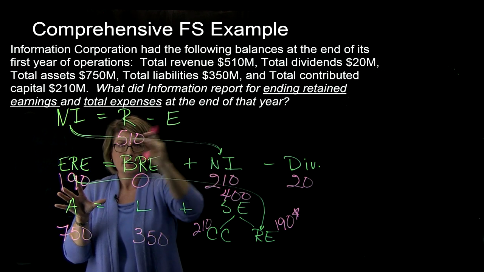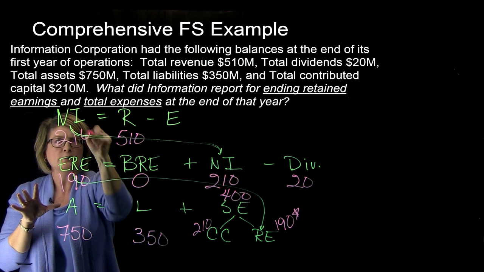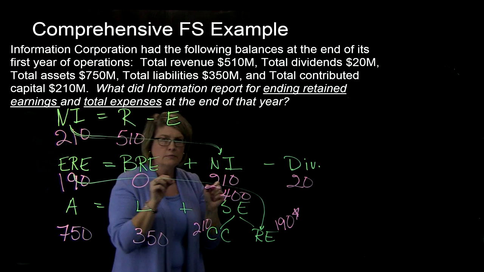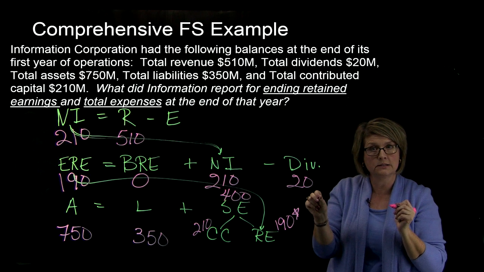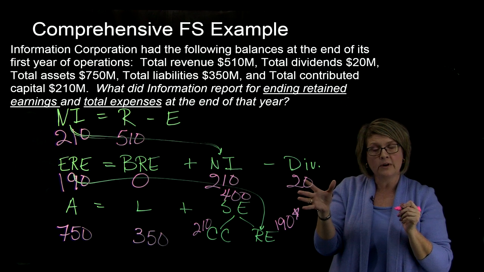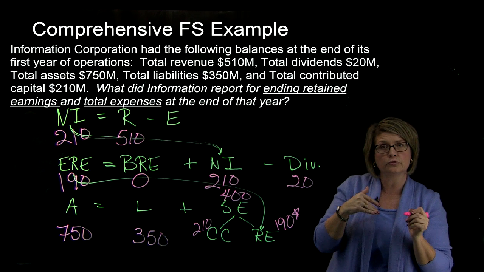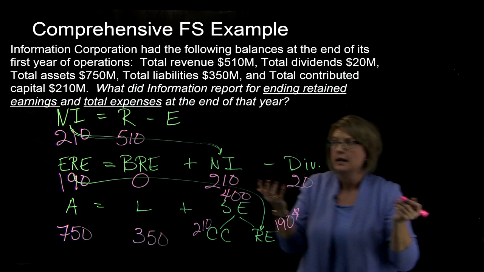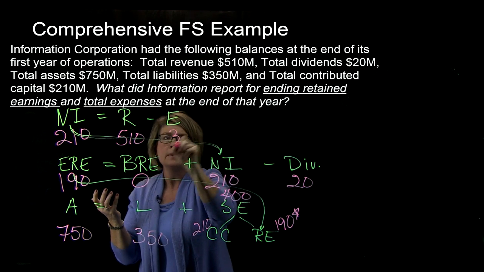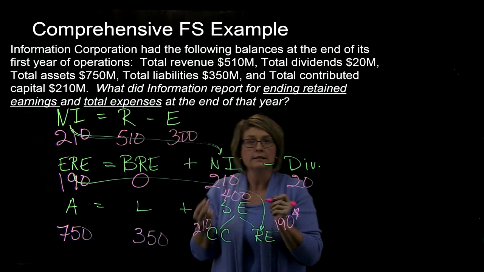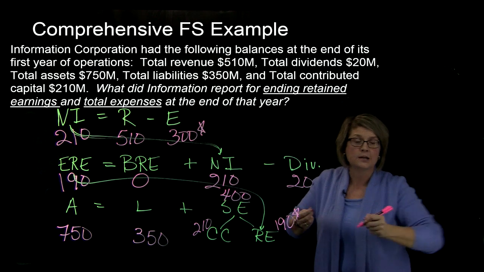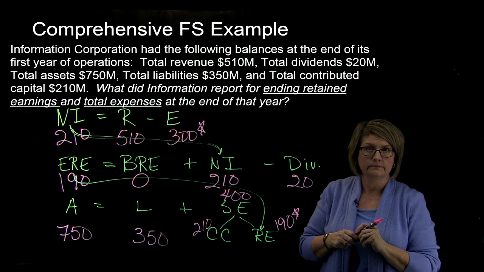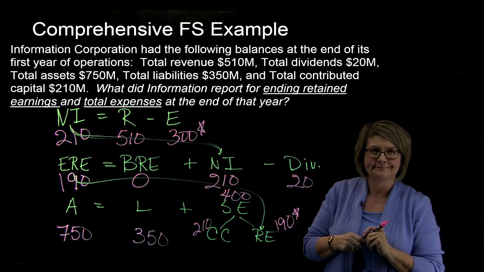And following my arrow up again, if my income is 210, and I know income is equal to revenues minus expenses, then revenues are 510. What did I deduct from those revenues to end up with 210 in net income? Expenses must have been 300. And now I've solved for that last piece that we were requested. I'm done, Alan.